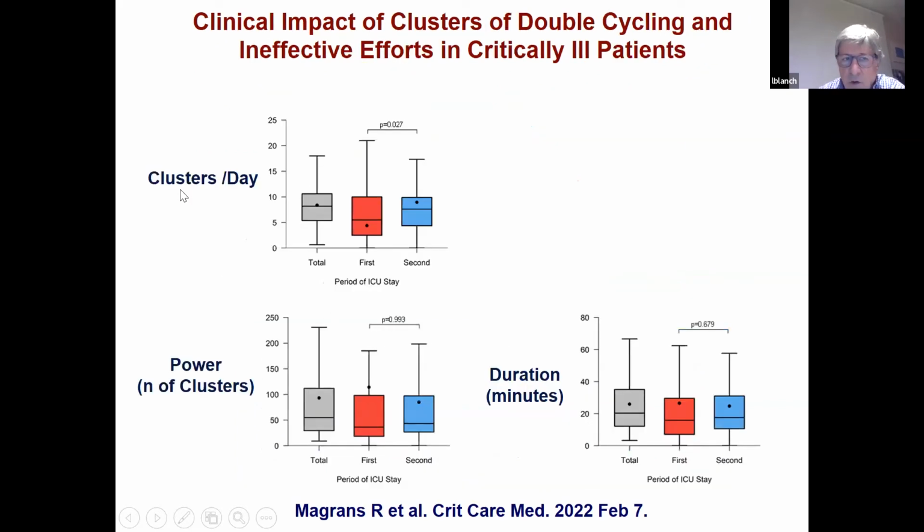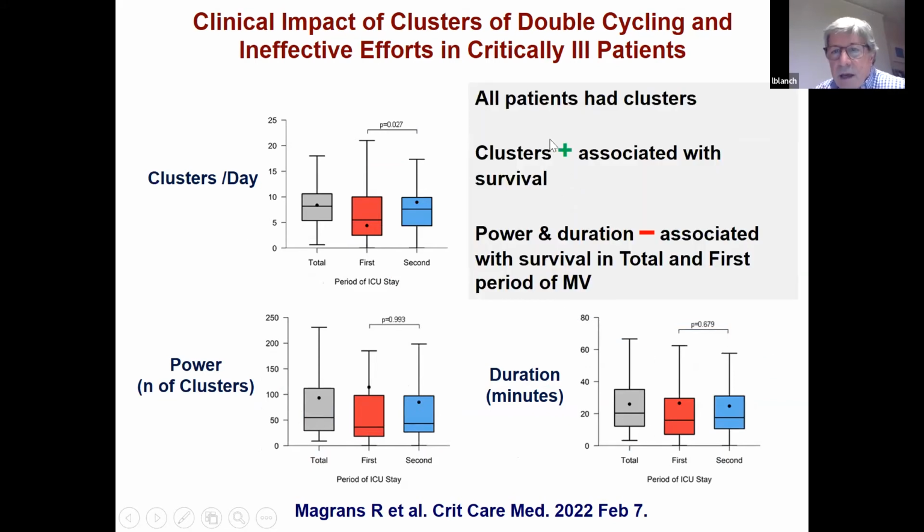Looking at that, we found that all patients had clusters, all of them. Clusters were a little bit less in the first 2 days, probably because the patients were more sedated or maybe on neuromuscular blockade agents. Between the first 2 days and the rest of the period under mechanical ventilation, there was no difference in power or duration. But mathematical models said that clusters with higher power, let's say lots of asynchronies inside the period, and with more duration, so that lasted for more time, were negatively associated with survival, both in total and in the first period of mechanical ventilation.